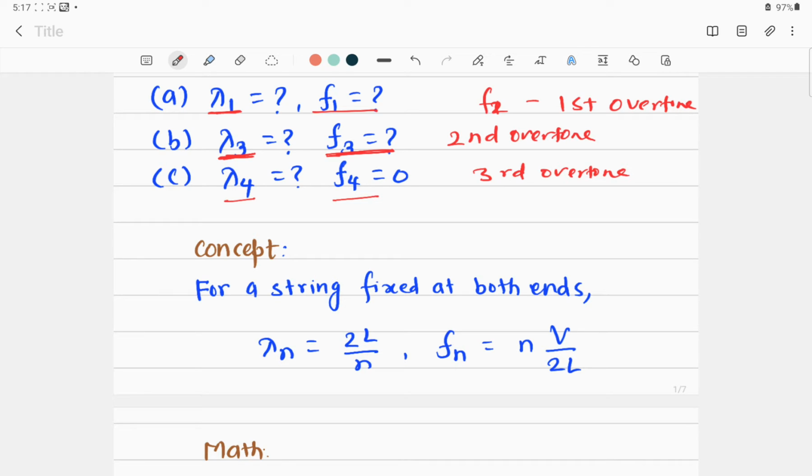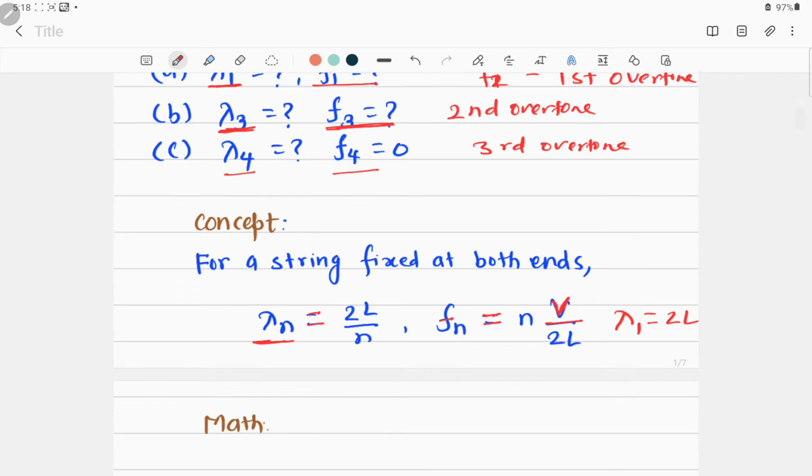Okay, so the concept to solve this problem is that we have a relationship between wavelength, the length of the string or rope, the frequency, and the velocity. The nth wavelength, lambda n, is related to the length by 2L divided by n, and the nth frequency, fn, is equal to n times v, the speed of the wave there, divided by 2L. So lambda 1 is equal to 2L.